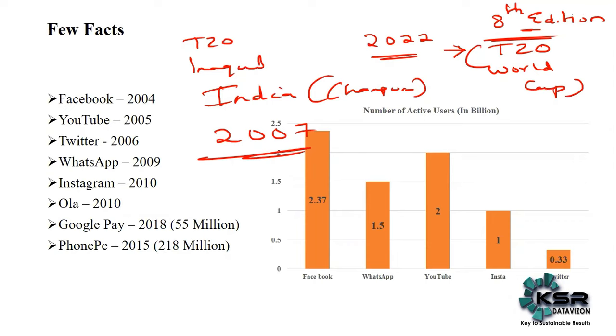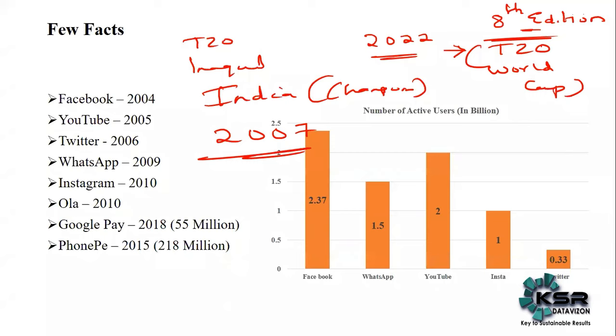In this 8th edition, T20 World Cup happens once every 2 years. Within these 8 editions, it's just like a blink of your eye. See what are the changes that have happened. Not only this, there are a few things which have changed drastically over the years. If you see Facebook, YouTube, Twitter, all of which started in 2004, 2005, 2006.